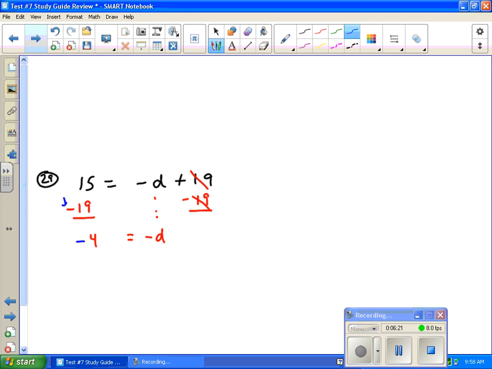Negative d is the same thing as negative 1d, which means negative 1 times d. In order to undo negative 1 times d, or in order to undo multiplication, you divide. We want to keep d. We want d all by itself, so divide by negative 1. That'll cancel out. You divide the right side by negative 1, you have to make sure to do it to the left side. And a negative divided by a negative, 4 divided by 1 will be a positive 4.